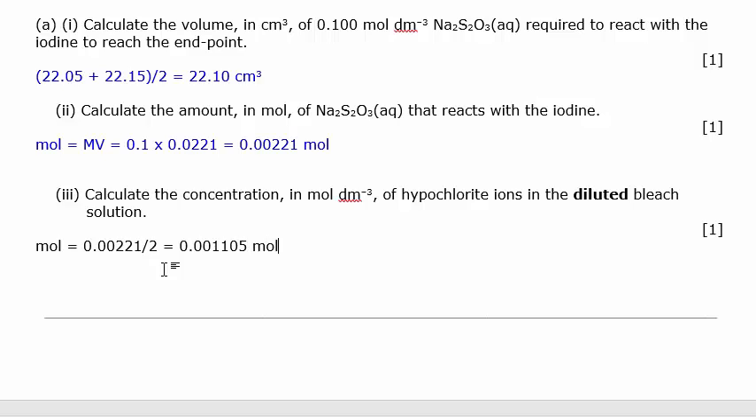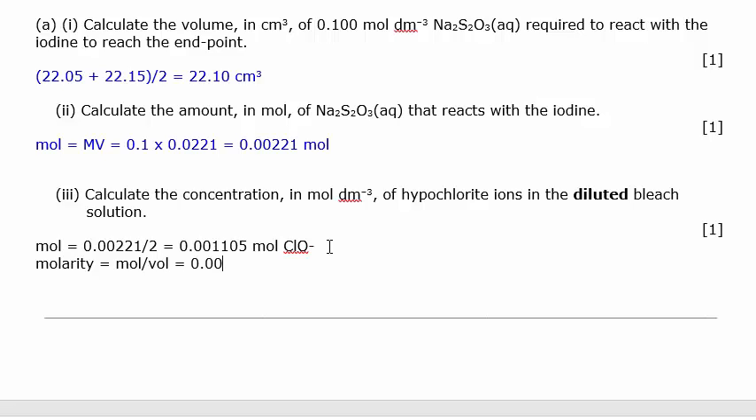0.001105 moles of ClO minus hypochlorite. We don't want the moles, we want the concentration. So that's the number of moles. So the concentration, the molarity, will equal the moles over the volume.